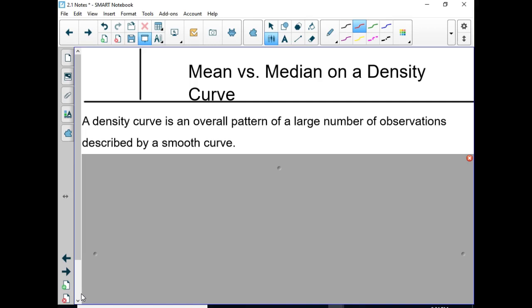So pause the video right now so you can write down this definition. I'm going to start up again here in a second.